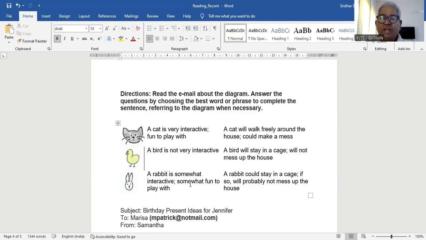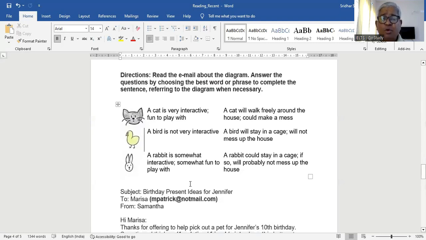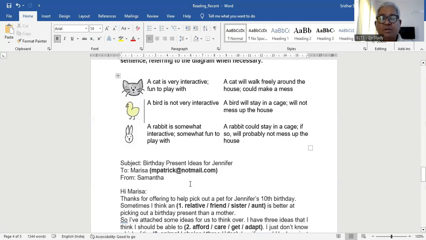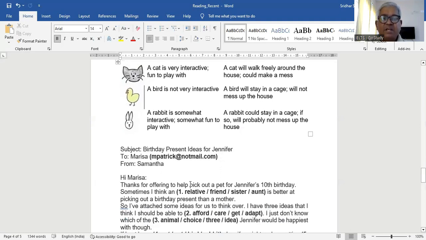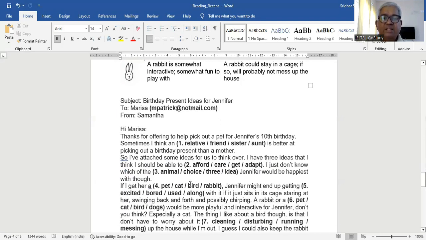A cat will walk freely around the house and could make a mess. A bird is not very interactive. A bird will stay in the cage and will not mess up the house. A rabbit is somewhat interactive, somewhat fun to play with. A rabbit could stay in the cage. If so, it will probably not mess up the house. So the subject line is birthday present ideas for Jennifer. So who's writing? Samantha is writing to Marisa.